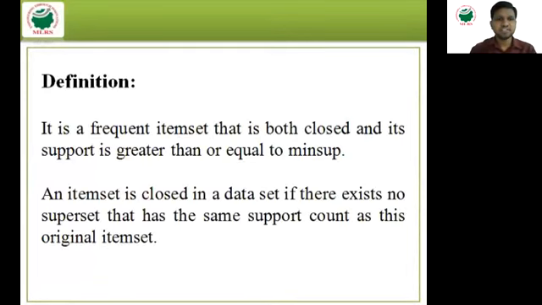The simple definition of a closed frequent item set is a frequent item set that is both closed and its support is greater than or equal to minimum support. An item set is closed in a data set if there exists no superset that has the same support count as this original item set. By using one example, you can understand the definition.